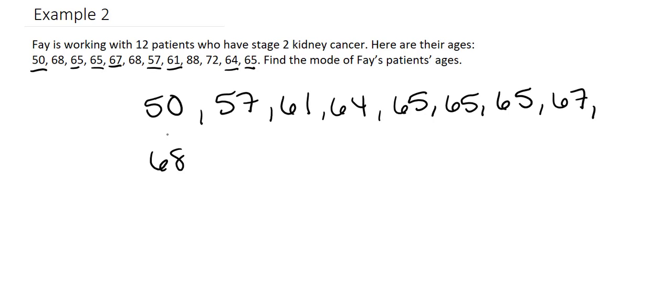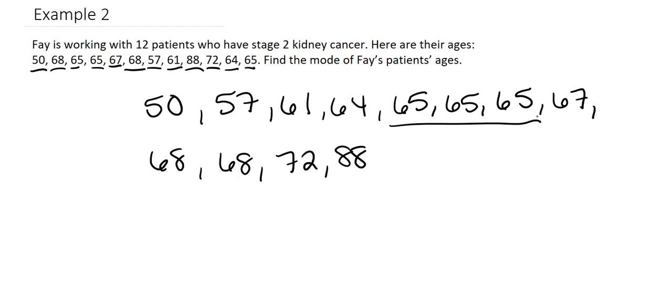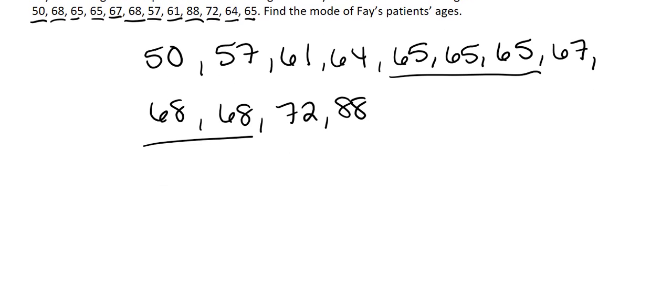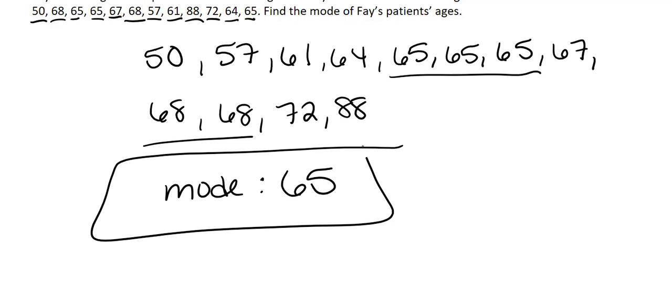We're going to start a new row. We have 68, another 68, 72, and 88. So if we look at this, we can see that we have 65 3 times, and we have 68 2 times. So what's the number that appears most often? So our mode is actually going to be just 65.